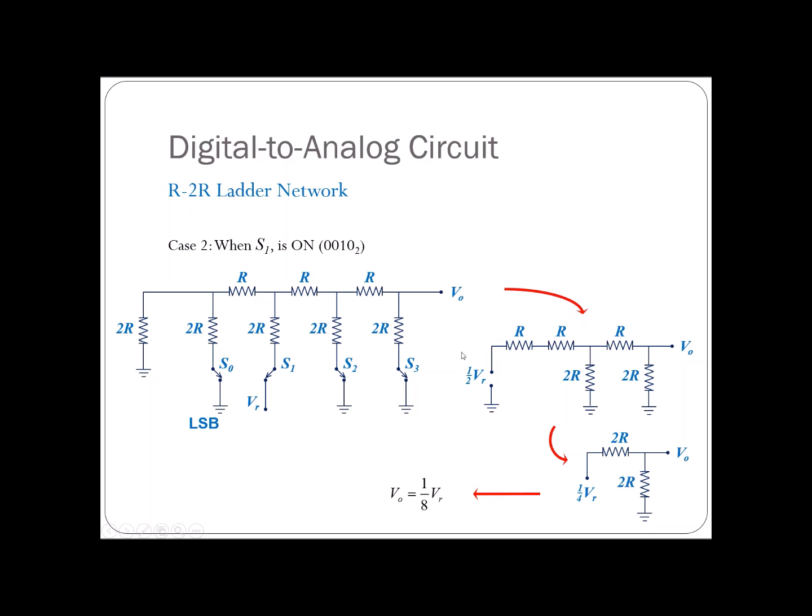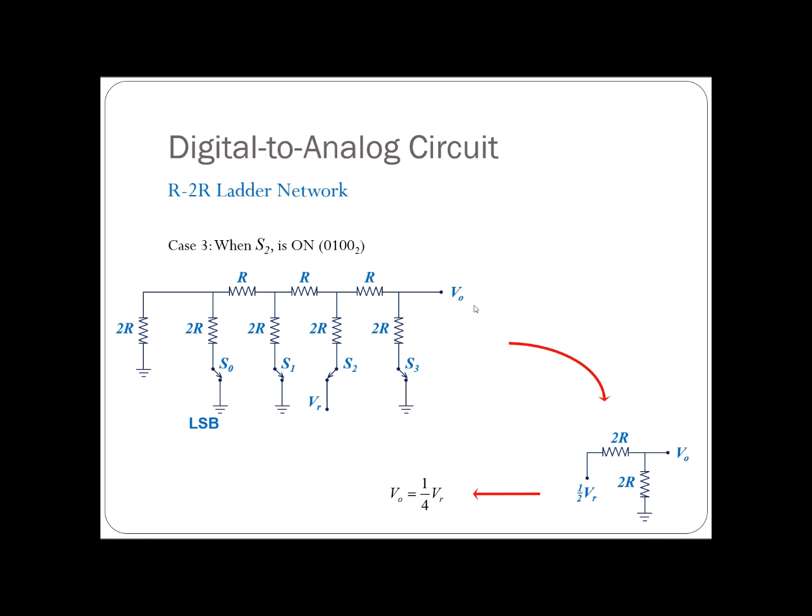So at the end, what you see here, the output voltage of this Thevenin equivalent, the V naught here, will be equal to VR over 8. That means when the input of this digital signal is 0010, what you will read from V naught at the output of this ladder will be equal to VR over 8, 1/8 of the VR.